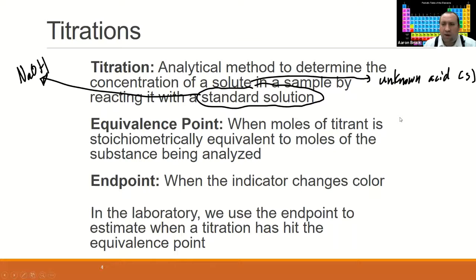Titrations work on the basis of something called the equivalence point. The equivalence point is when the number of moles of acid equals the number of moles of base. And so from that standpoint, they effectively cancel each other out. I won't say that they neutralize each other, although that does happen in some cases. Neutralization indicates that a pH of 7 has been reached.